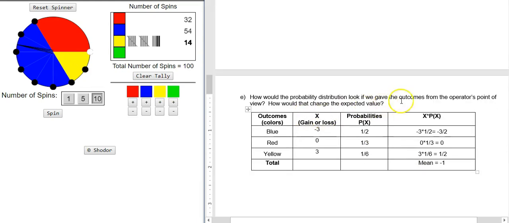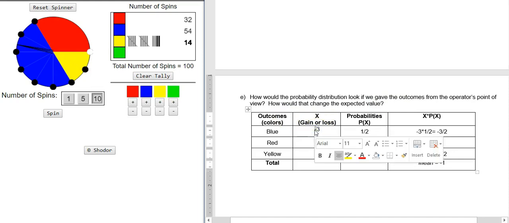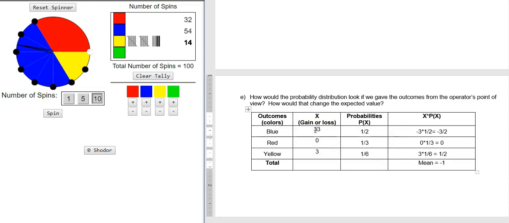If we look at this from the operator's point of view, that just means that our gains and losses are going to be switched around. So I just copied this table down here, but from the operator's point of view, the person paid me $4, and if they landed on blue, I only give them $1 back. So I've actually made $3 on that. For red, I broke even. For yellow, that means they gave me $4, I had to give them 7 back, so I lost $3 there. And that changes this to a positive and this to a -3. So all that does is it changes my mean from a -1 to a +1.